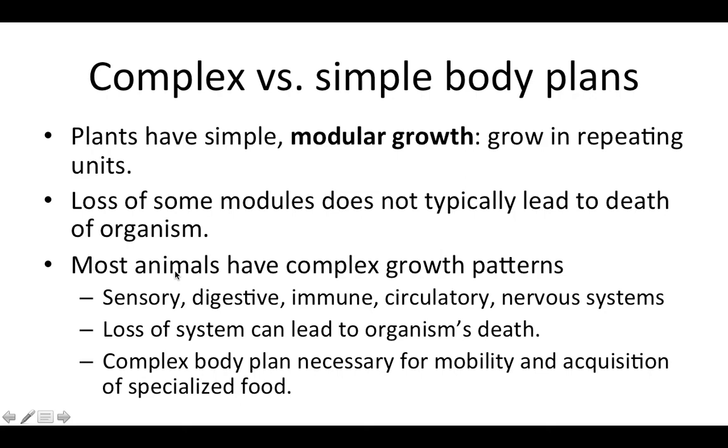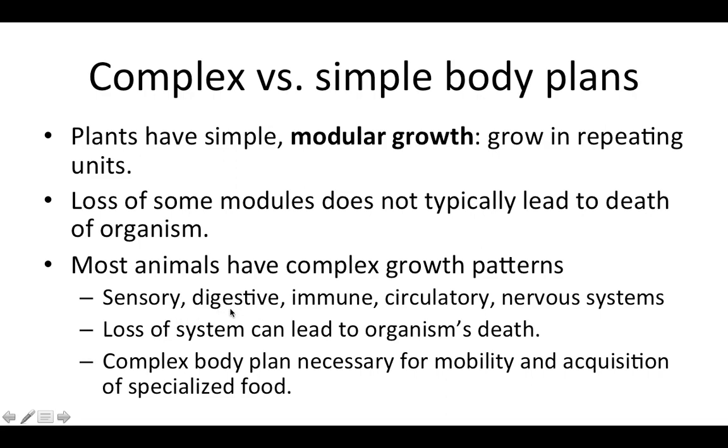Focusing on animals, animals have complex growth patterns. So I just mentioned some organs that don't repeat a lot in animals. If we think about their systems, animals have a sensory system, a digestive system, an immune system, a circulatory system, and a nervous system, just as some of the examples. Plants don't have this many different systems. In an animal, the loss of any one of these systems can lead to its death.